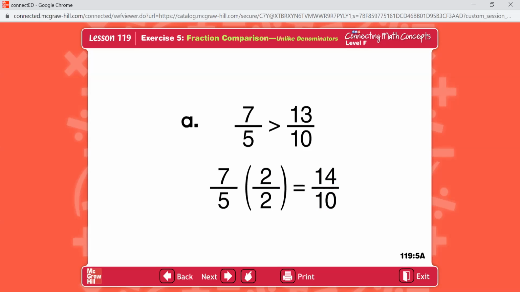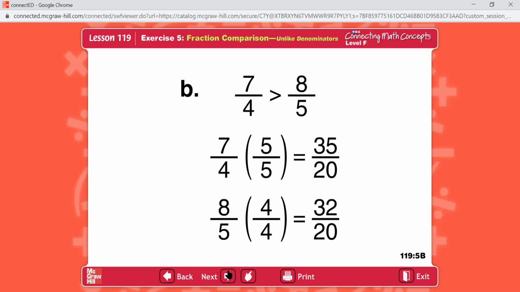You should have rewritten both of those fractions. 7/4 turns into 35 20ths, and 8/5 turns into 32 20ths. So, which is more, 7/4 or 8/5? 7/4 is a larger fraction. Problem C, 3/6 and 5/9. Pause the video now to work the problem.